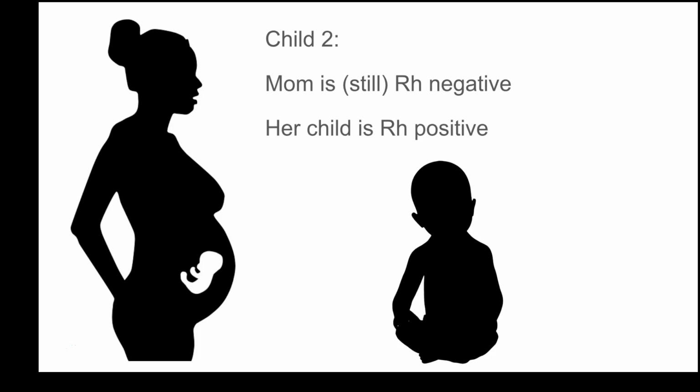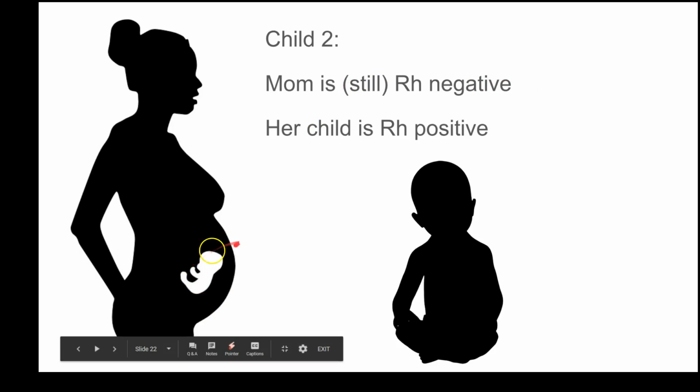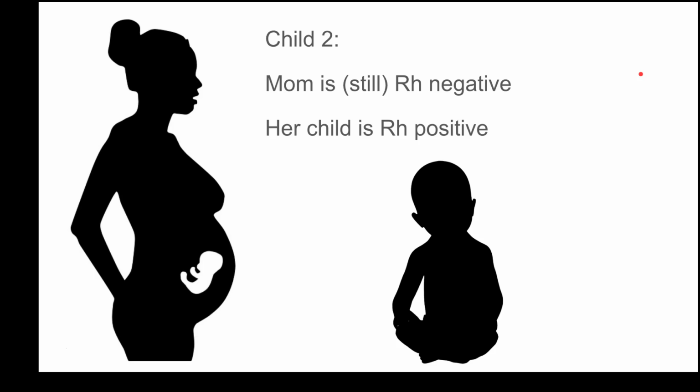Luckily, there's that RhoGAM that you learned about in class. I didn't know that that's what it was called. What that does is it basically temporarily blocks mom's antibodies and prevents them from attacking her unborn child. So that drug prevents mom's antibodies from basically messing up the child really badly. There are lots of symptoms associated with it, everything from permanent brain damage to death, depending on the severity. But this was developed a really long time ago, and so RhoGAM is absolutely fantastic.